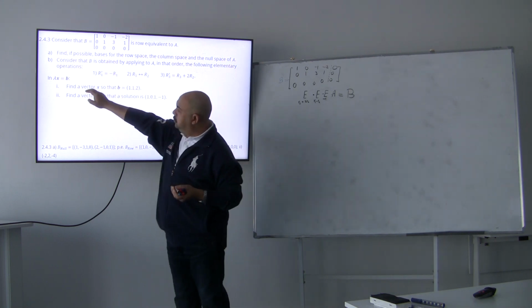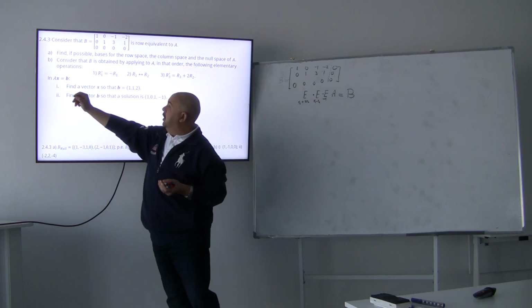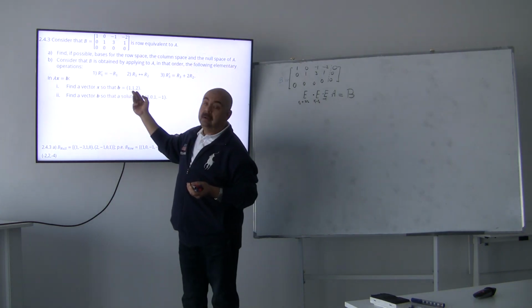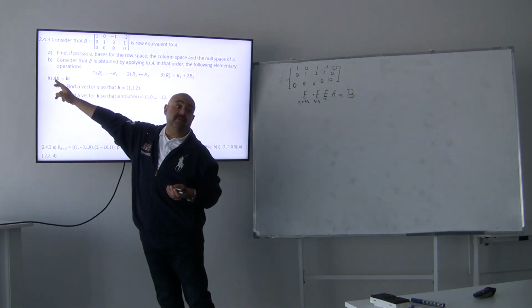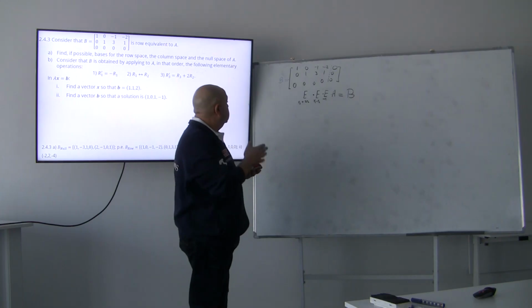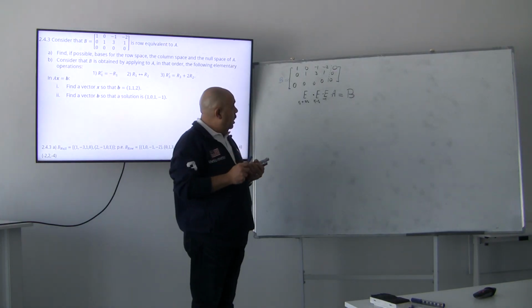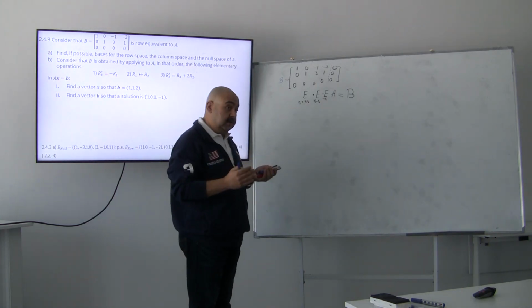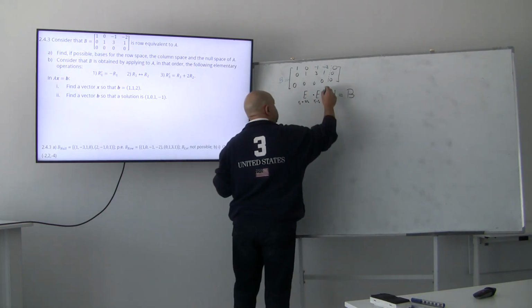Meaning, find me the vector X, where B equals 1, 1, 2. So you will have to get the A matrix. How to get the A matrix? We start from the right to the left, so I will have to multiply both sides by the inverse of these operations. Yes?